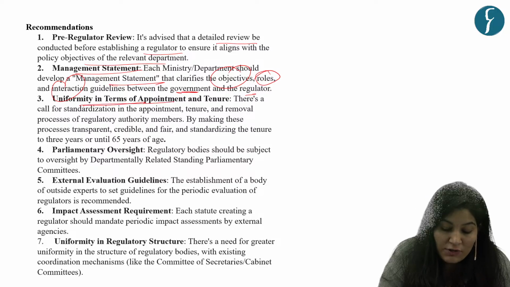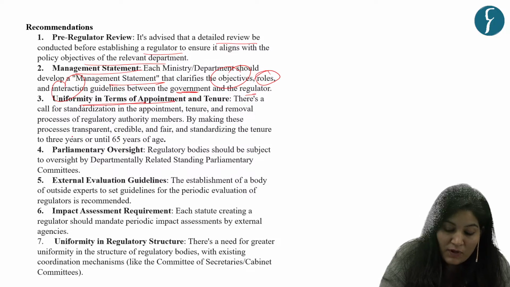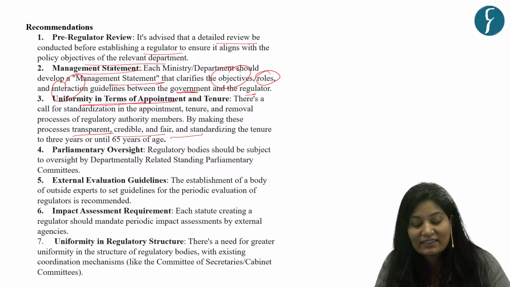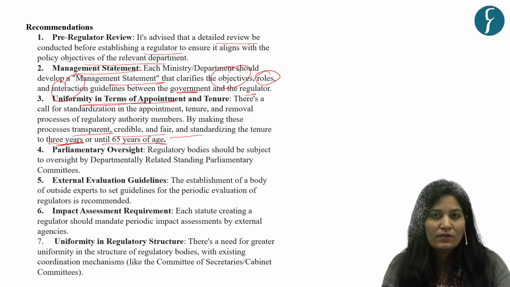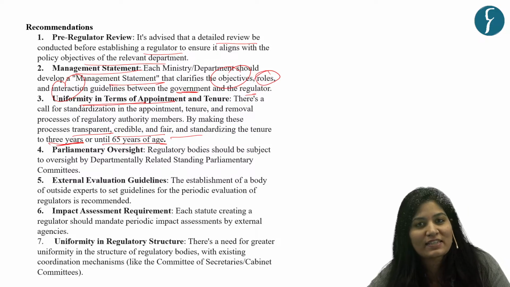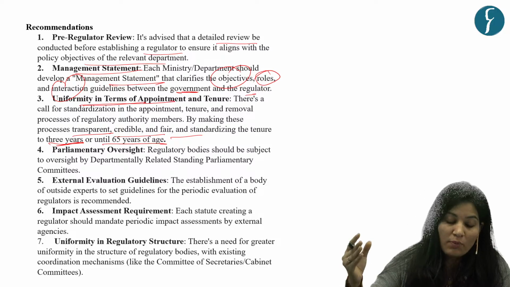So uniformity in terms of appointment and tenure, by making the process transparent, credible and fair, and standardizing the tenure to 3 years or until 65 years. Then the appointment set will be the same for every regulatory body, so as to set a common norm.